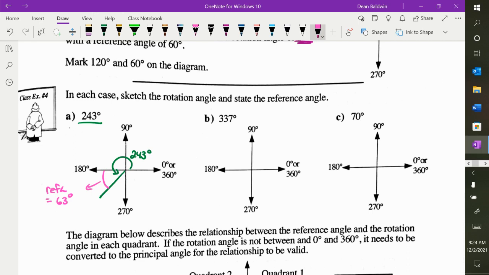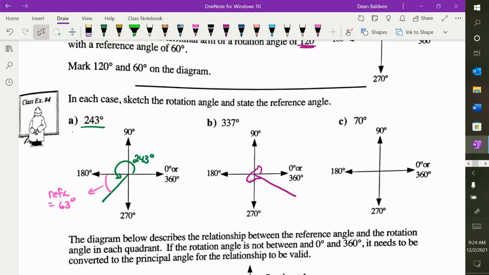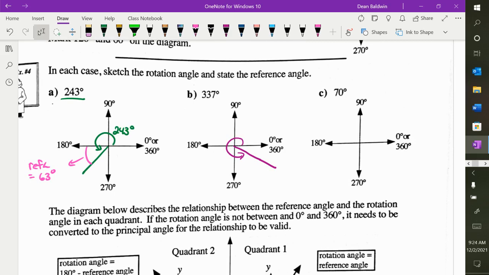337. What quadrant am I in? 4. So I've rotated all the way to there. Where is my reference angle? It's right there. How much further to get to 360? So your reference angle equals 23 degrees. We okay with that? Yeah.